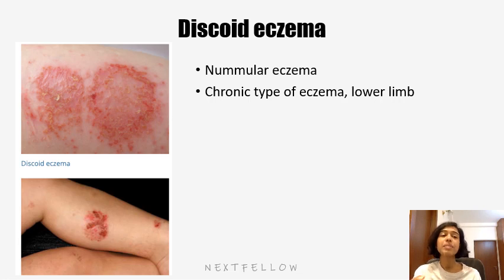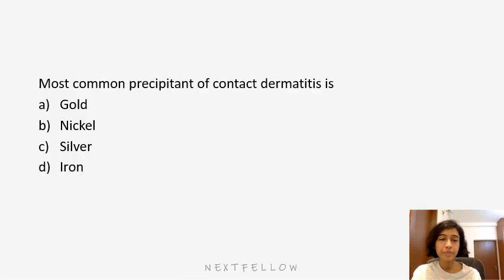Discoid eczema is basically nummular eczema, which means coin-shaped eczema, and it's a type of eczema which is usually seen on the lower limbs. Okay. The most common precipitant of contact dermatitis is gold, nickel, silver, or iron. So nickel is the answer. This is just something you need to know.